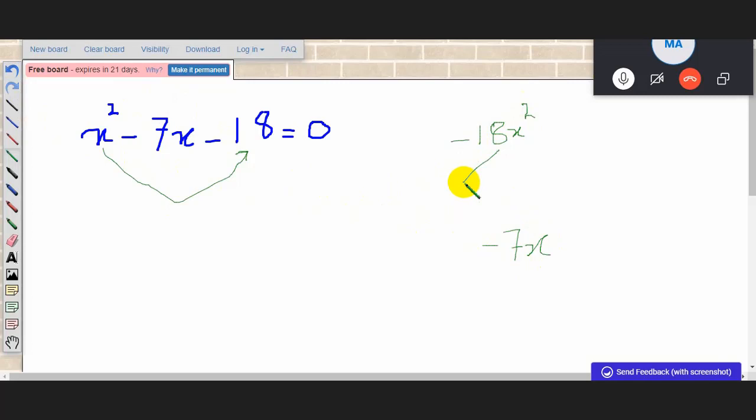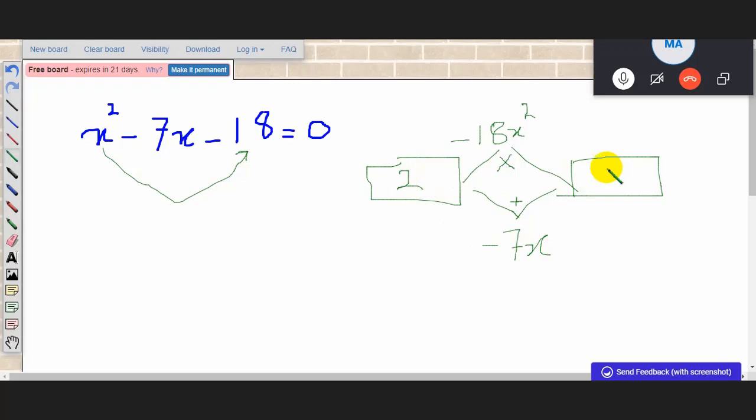Now we need two parts here, on the left side and on the right side of this diamond. You see, it makes a diamond. That's why I named the rule the diamond rule. The product of these two parts must be negative 18x squared and the sum of these two parts must be negative 7x. So tell me the two parts. Think of two parts.